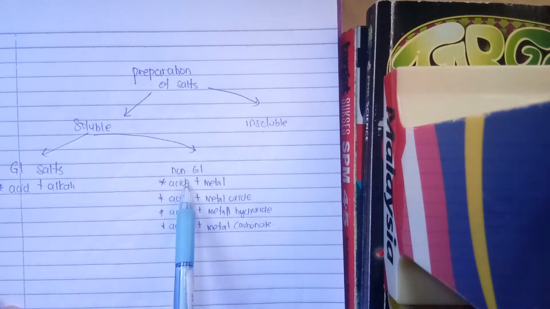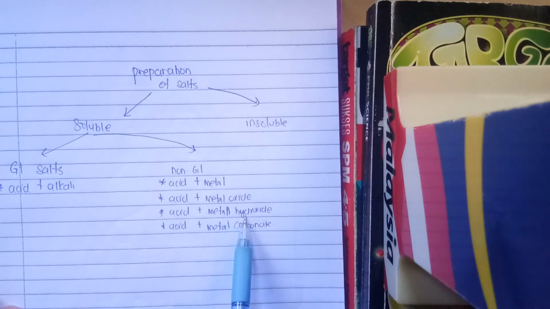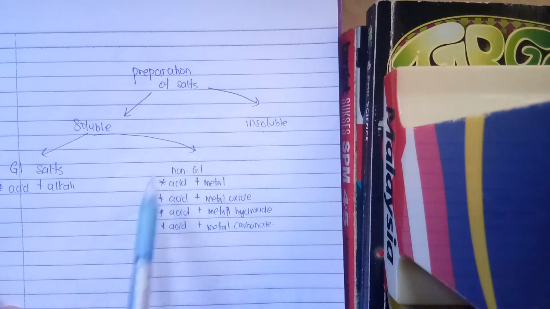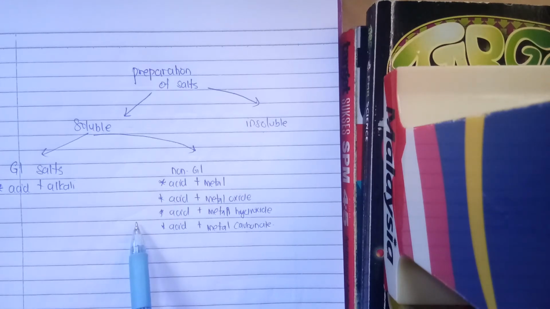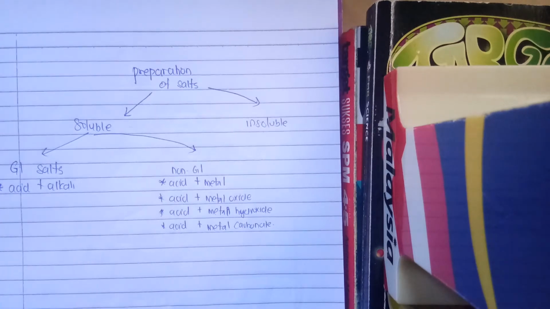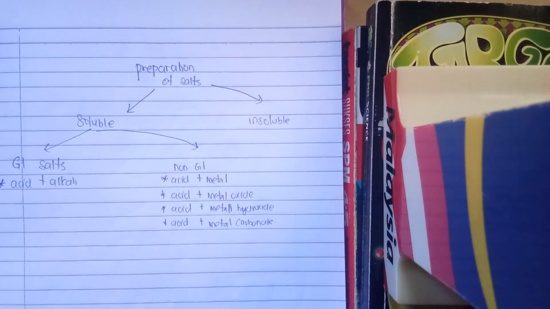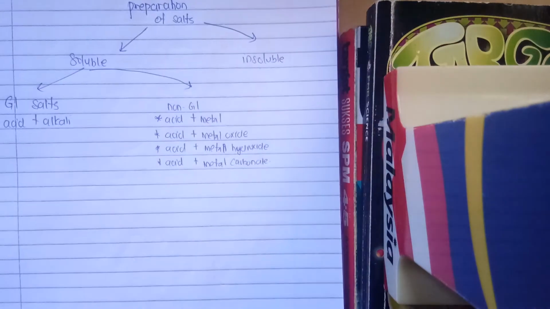For non-group 1, you can have different types of reaction: acid plus metal oxide, or metal hydroxide, and also acid can react with metal carbonate. For these reactions you can have several, but the important keyword to remember is that for group 1, you can only use acid plus alkali, or neutralization reaction. You cannot have reactions other than acid plus alkali.